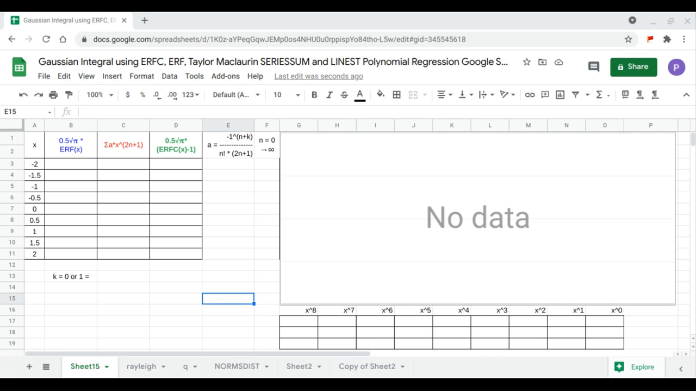In this video, we'll generate the trendline polynomial of the Gaussian integral using ERFC and the ERF function, or the error function.